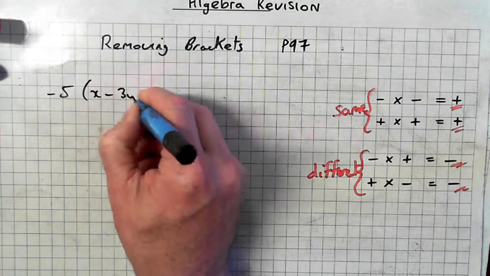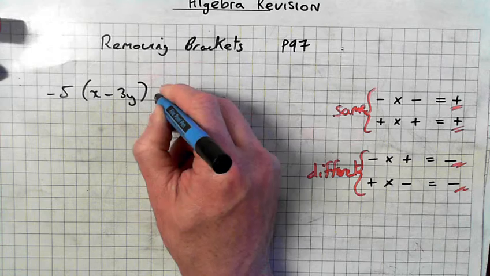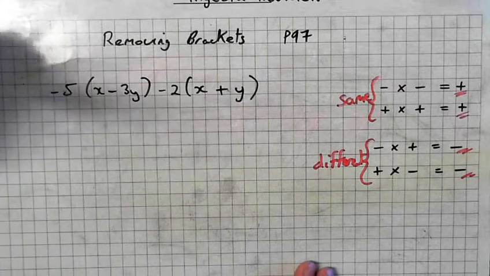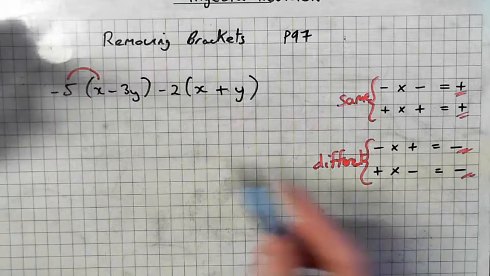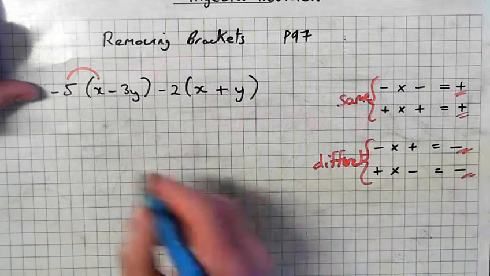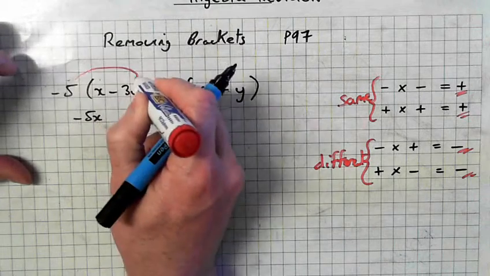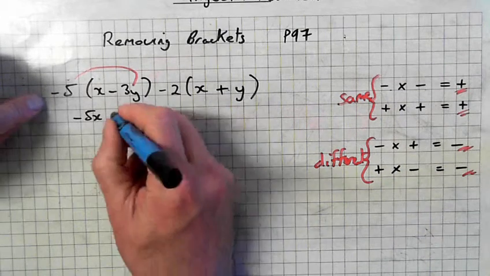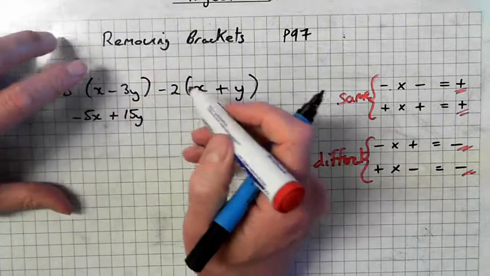Minus 5x times minus 3y. And I'll add something else in there. Minus 2 times x plus y. Okay, you're looking up. Minus 5 times x. Signs are different, which means minus, isn't it? Minus times a plus is a minus. Minus 5x. Minus 5 times minus 3y. Signs are the same, aren't they? Plus. 5 3s are 15y. Now we move on to the next section. That section's done.